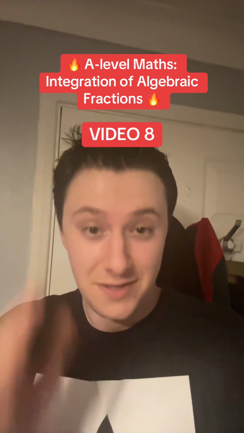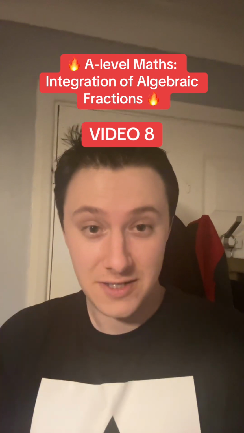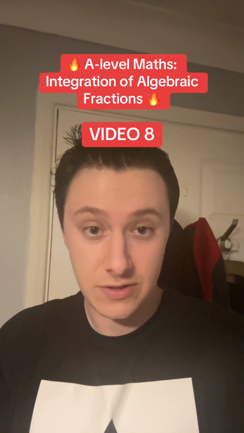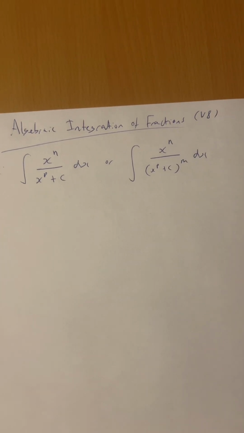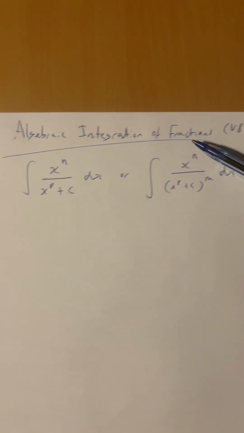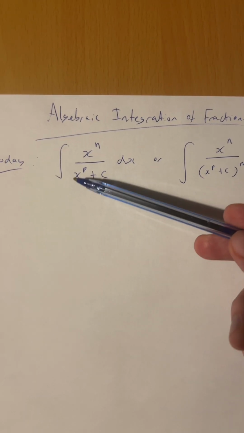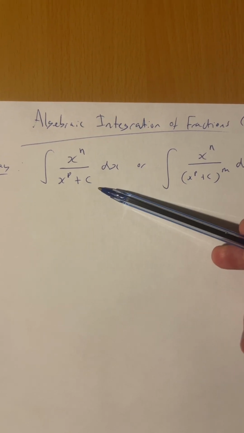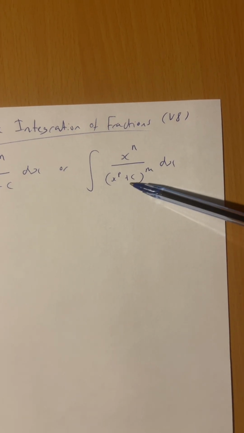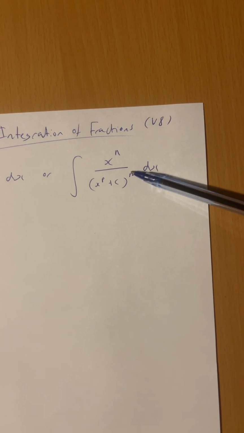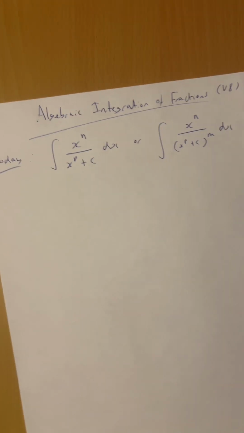So at last, this is my final video in this series on integrating algebraic fractions. And I want to look at integrals that look something like this. So something where you have x to the power of something on the top, and then another power term plus a constant on the bottom, and that expression could be raised to a power like that there. So we'll go through a couple of examples.